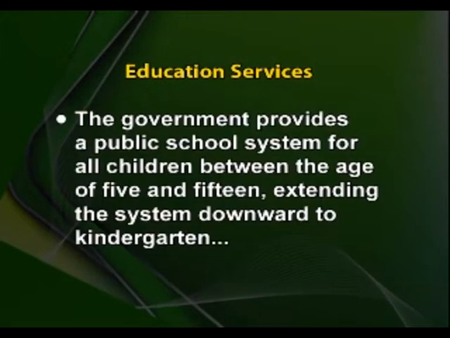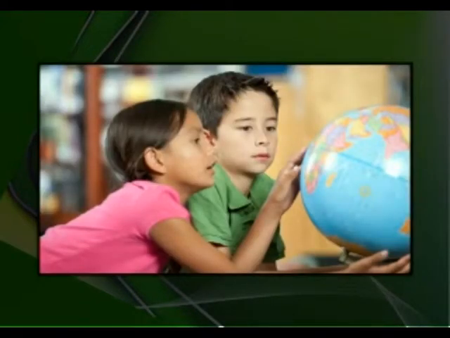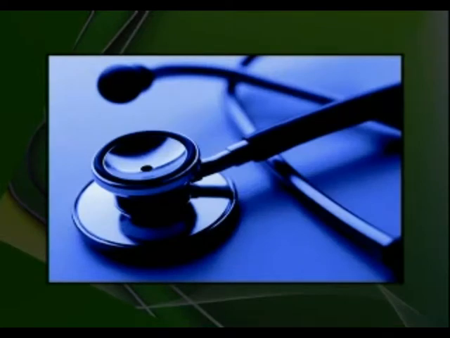Education services. The government provides a public school system for all children between the ages of 5 and 15, extending the system downward to kindergarten from the age of 2 and child care centers below that, and upward to high schools, technical colleges, trade schools, universities, research institutes, and comprehensive adult education courses. So, these are the two important areas, education and health. The duty of the government is to provide the health facilities and education services to all the people at subsidized rates, because all people can't buy these things.